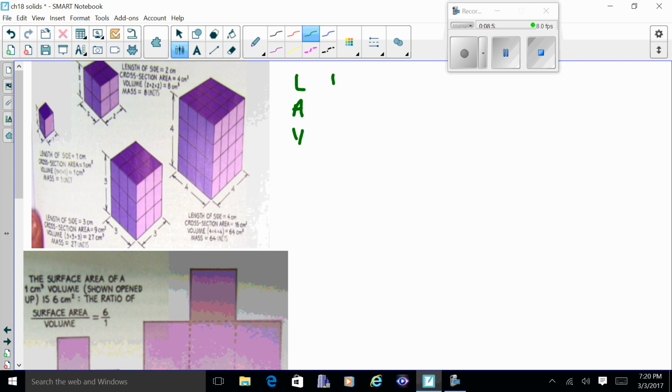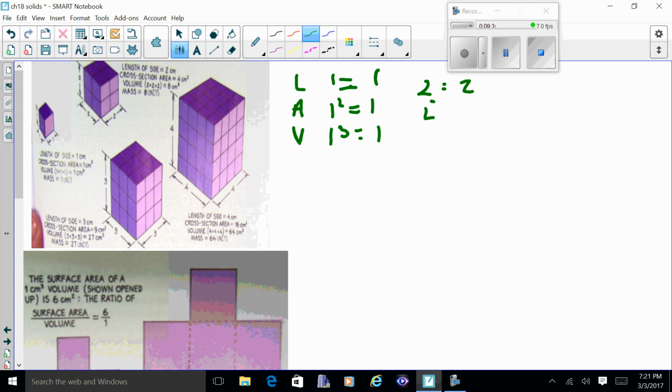Okay, so 1 squared is 1. The volume would be 1 cubed because it's base times width times height. So that's also 1. Now watch what happens though if you start doubling this. If the length was 2, now the length would be 2 on all the sides, but the area is now 2 squared. So 2 squared would be 4.